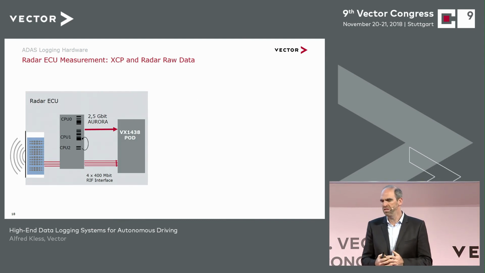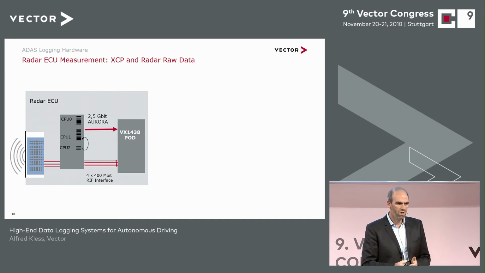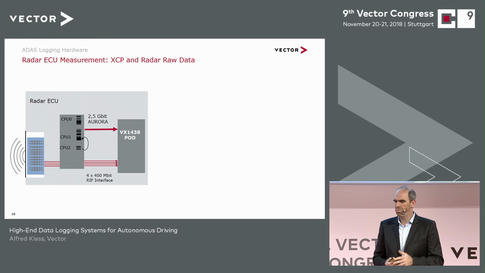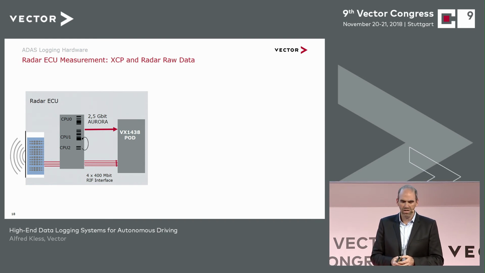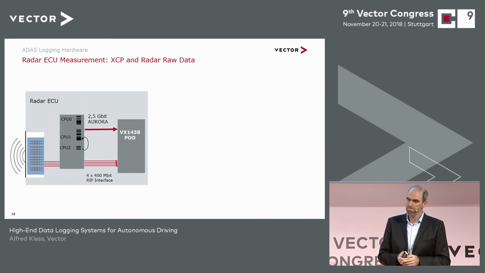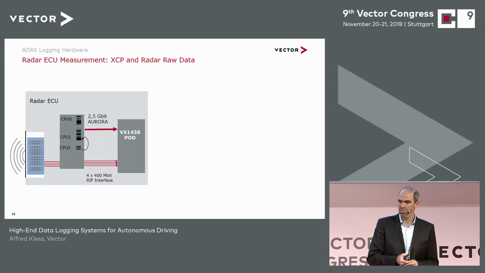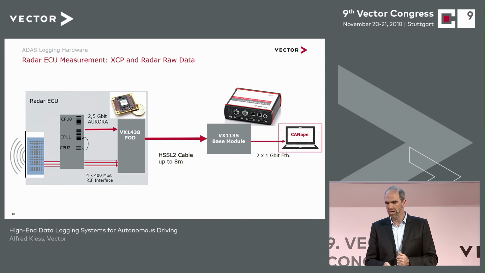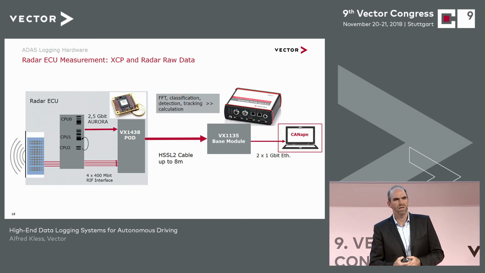Let's move on to radar measurement technology. It's completely different according to the radar microcontroller being used. I, for example, took one from Infineon. If you were to take an NXP, which is also very widespread, it would be completely different. What we've got is like with the fusion ECU, we measure Aurora. So what's happening in the CPUs via the classical Aurora interface with up to 50 megabyte per second.